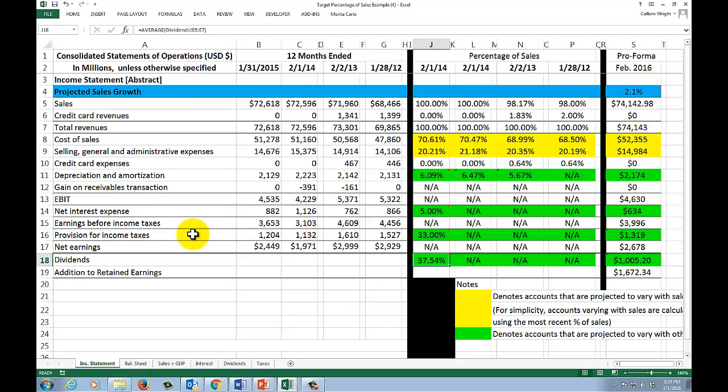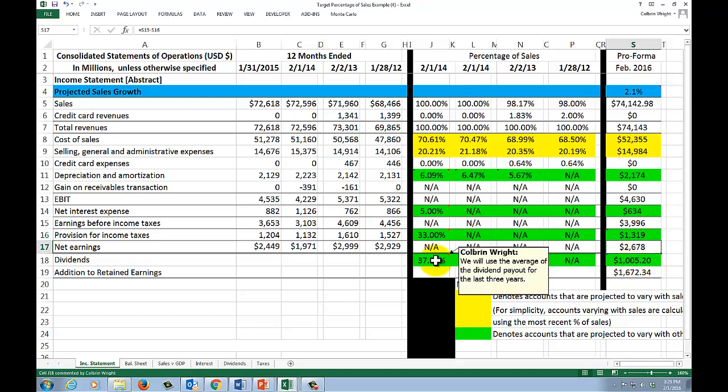Some of this other stuff just gets calculated, right? EBIT just gets calculated. That's just going to be my revenue minus all of my costs. And then I'm going to take out my net interest expense, which we couldn't quite calculate because we don't have our long-term debt yet. When I take out my interest, that's just going to give us earnings before taxes. We're going to apply our 33% tax rate to get our tax provision, subtract that out and we get net income.